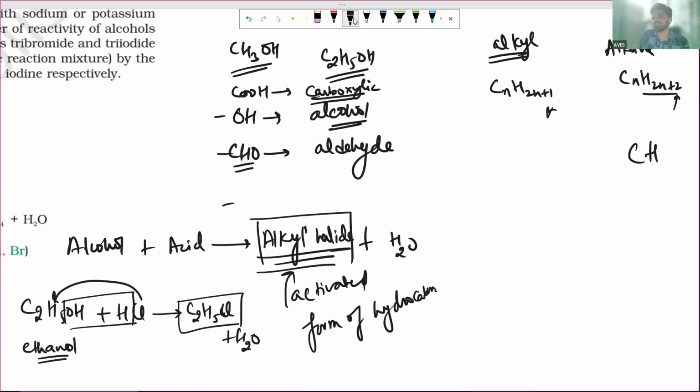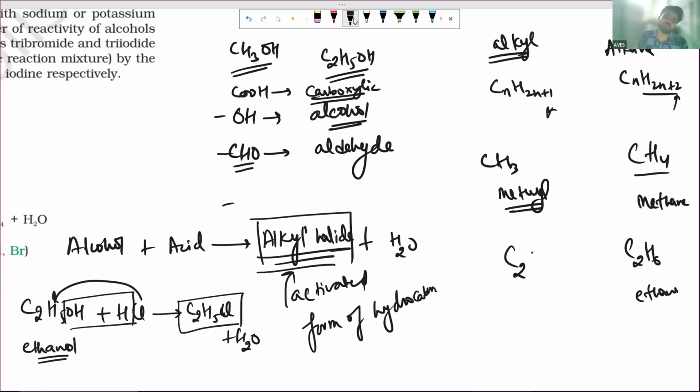For example, CH4 is methane, then CH3 is methyl, and it is an alkyl group. If C2H6 is ethane, then C2H5 is ethyl. It is an alkyl group. Okay, got it? Understood? Yes or no?